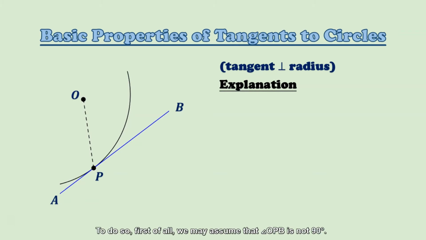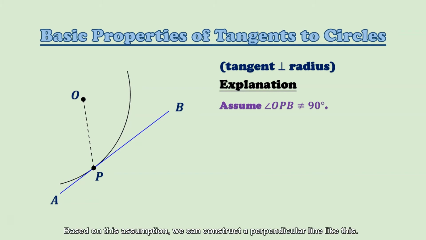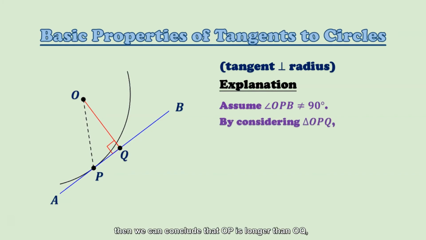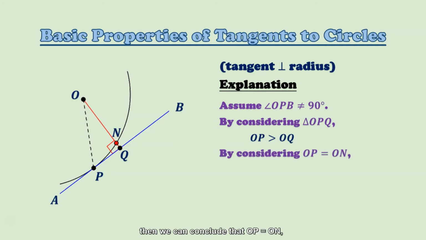To do so, first of all, we may assume that angle OPB is not 90 degrees. Based on this assumption, we can construct a perpendicular line like this. If we consider this right-angled triangle OPQ, then we can conclude that OP is longer than OQ because OP is the hypotenuse of this right-angled triangle. However, if we consider this point N on the circumference, then we can conclude that OP is equal to ON because they are the radii of this circle.